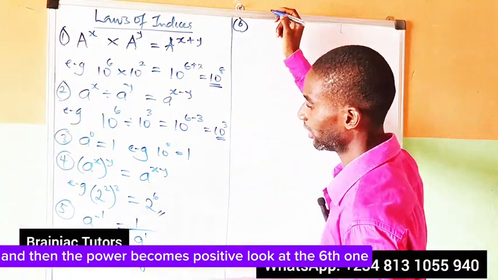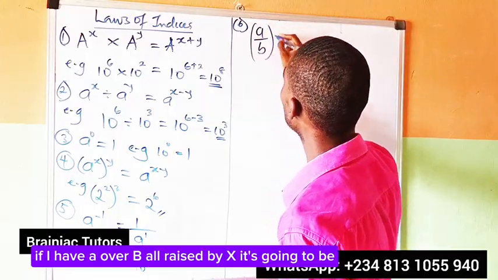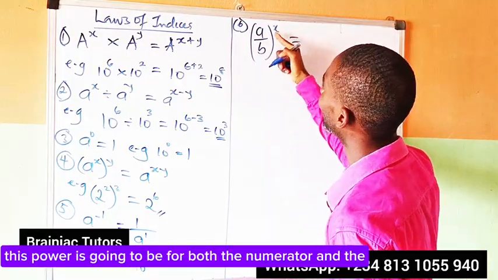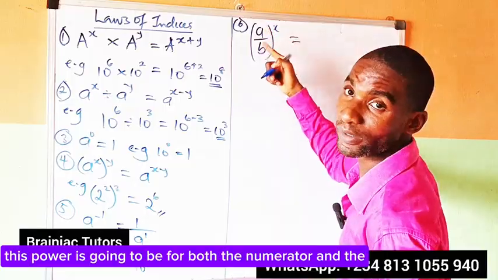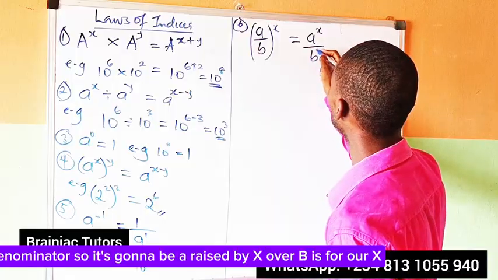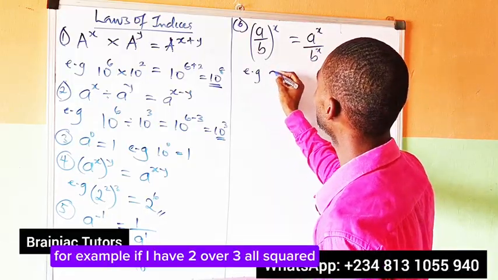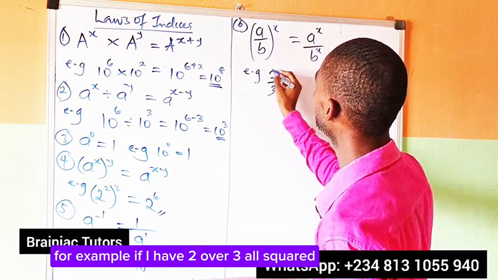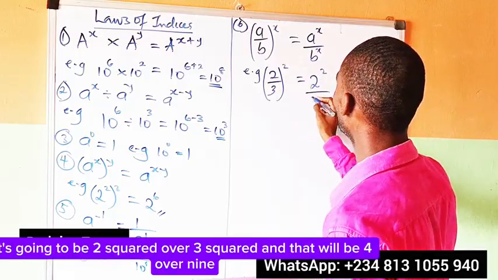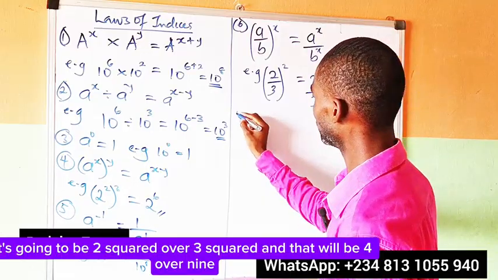Look at the sixth one. If I have a over b all raised to power x, this power is going to be for both the numerator and the denominator. So it's going to be a raised to power x over b raised to power x. For example, if I have 2 over 3 all squared, it's going to be 2 squared over 3 squared, and that will be 4 over 9.